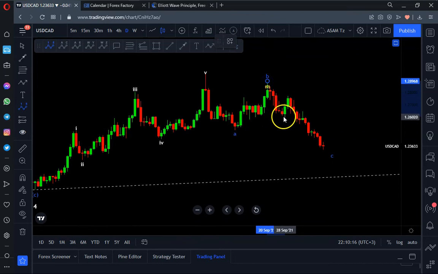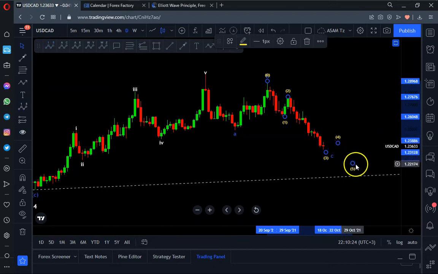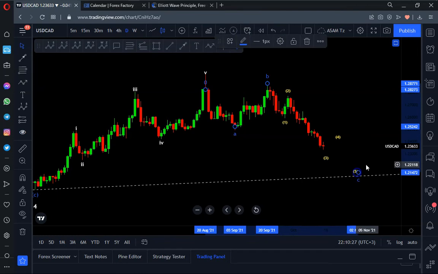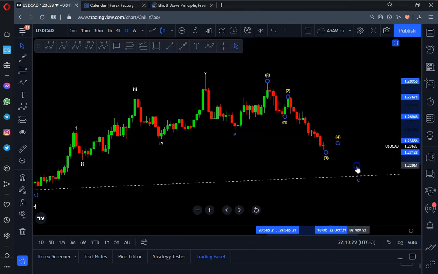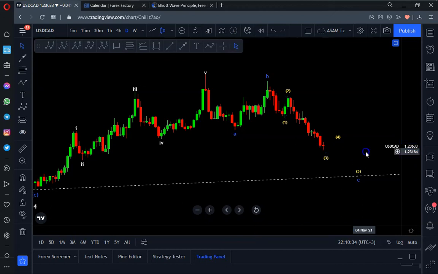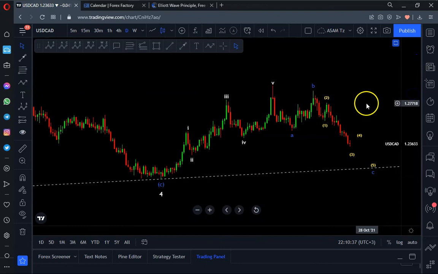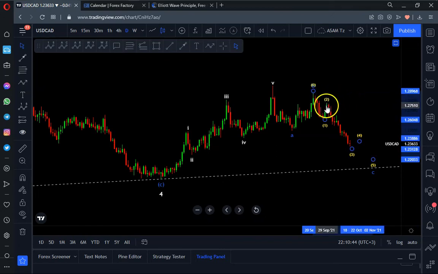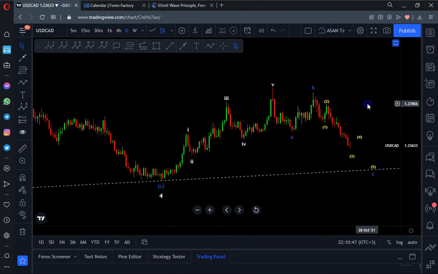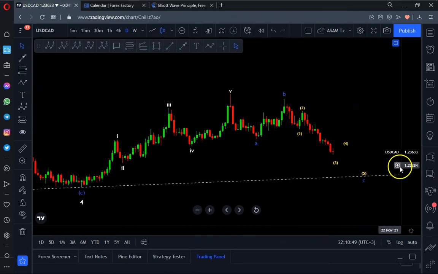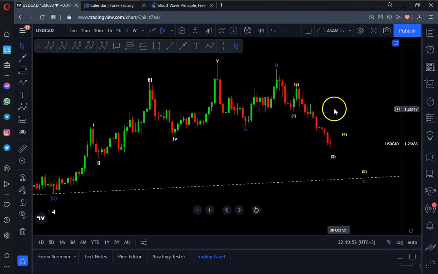Now our labels will be the first wave, the second wave, and this will be the third wave, so we'll wait for the fourth wave, then the fifth wave to the downside. This is the general observation now. I have not yet moved it to other time frames, and I have not presented things like Fibonacci, channels, and zones, support and resistance.